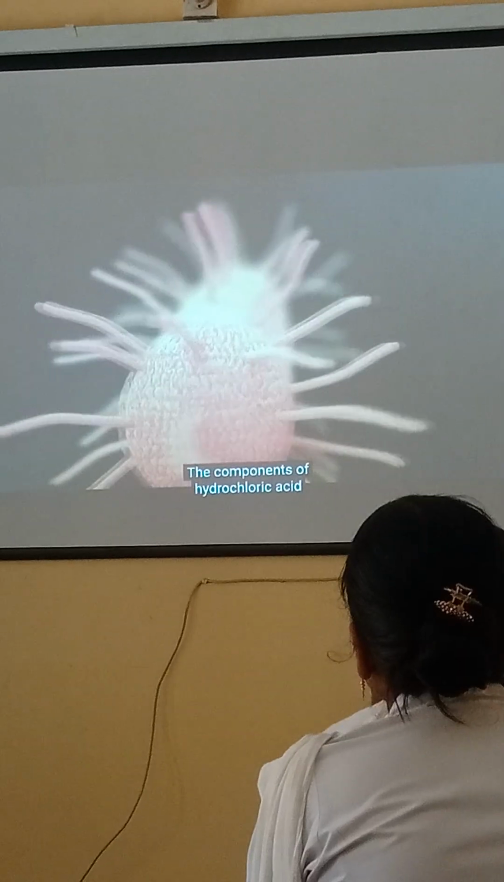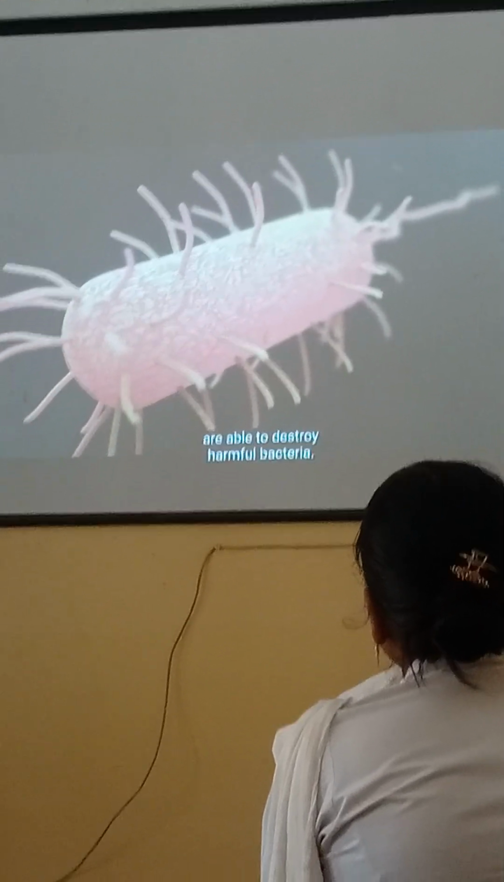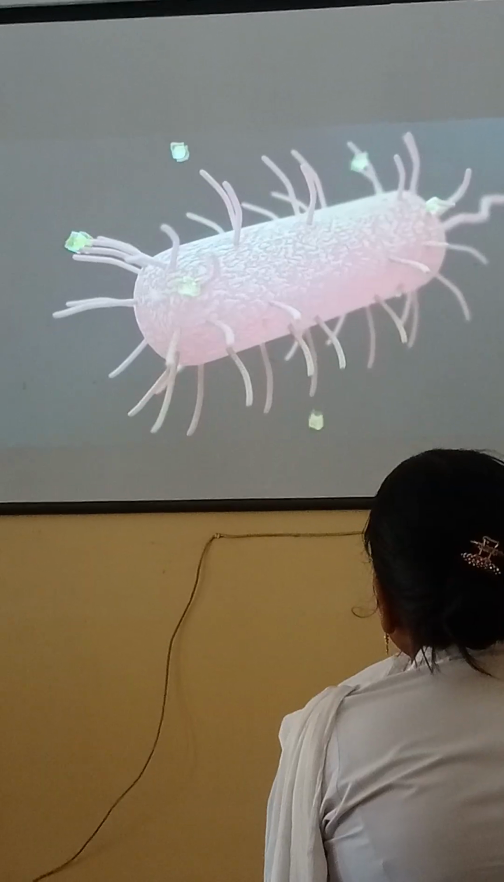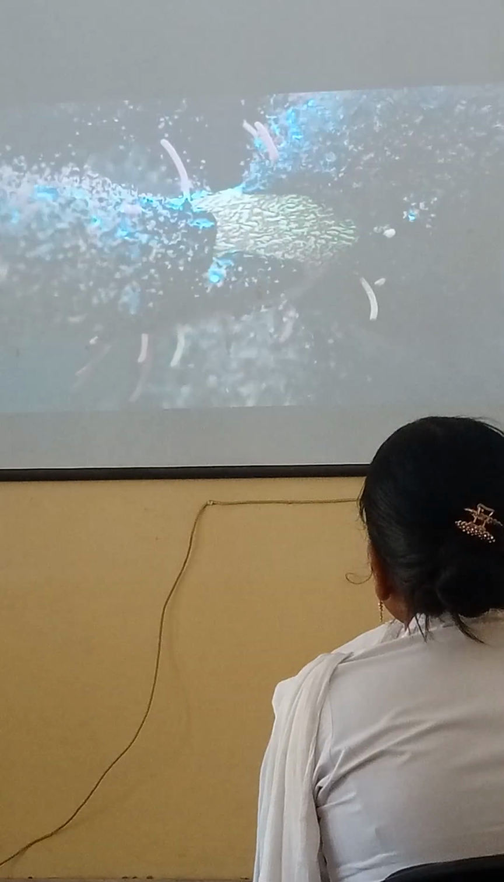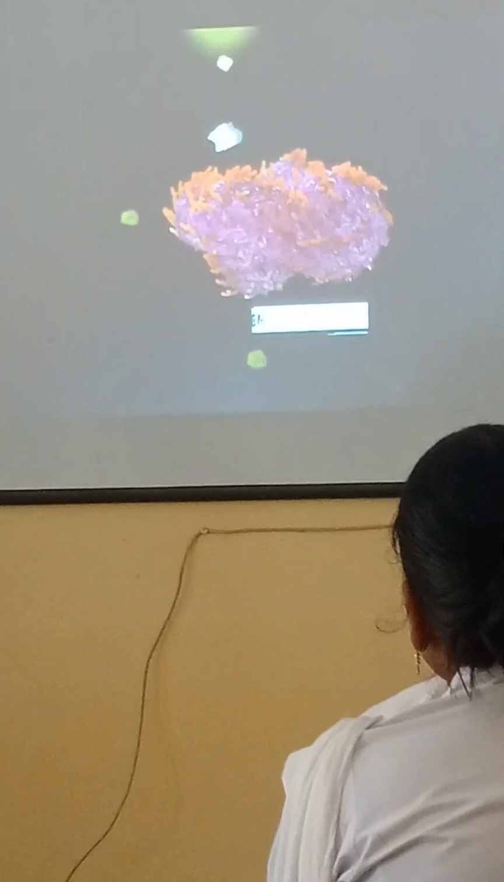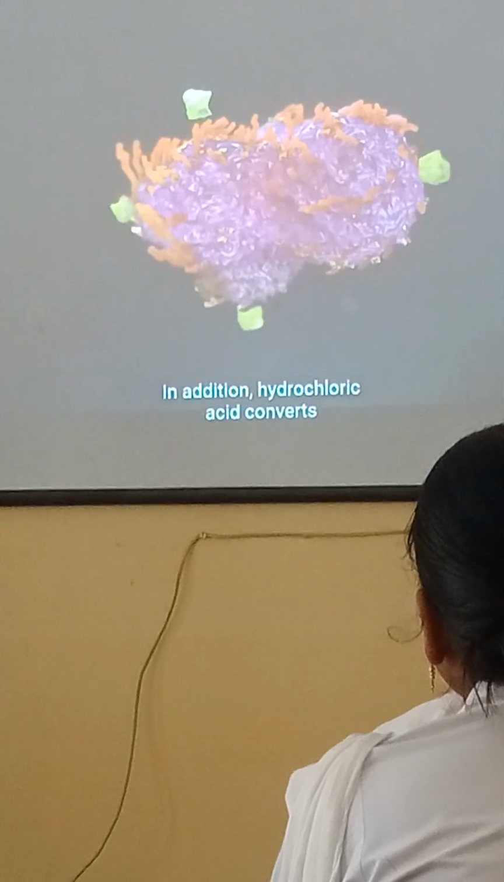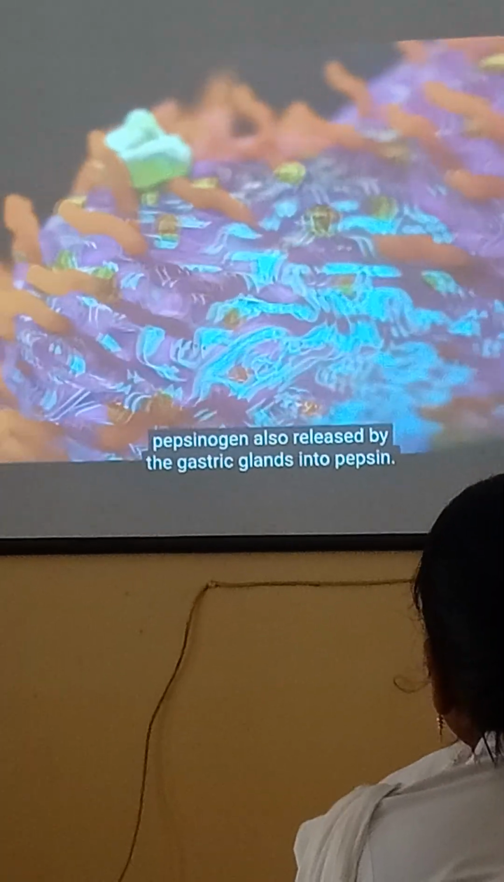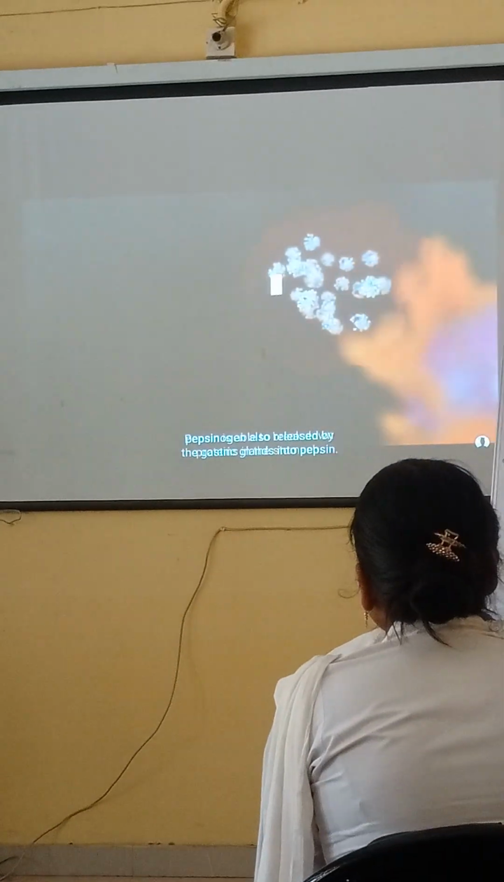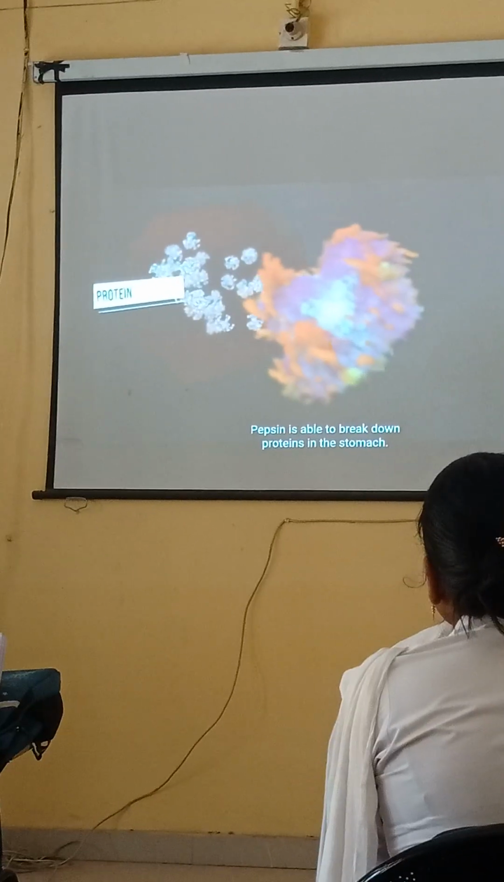In addition to nutrients, food also contains bacteria that can damage the body. The components of hydrochloric acid are able to destroy harmful bacteria. In addition, hydrochloric acid converts pepsinogen, also released by the gastric glands, into pepsin. Pepsin is able to break down proteins in the stomach.